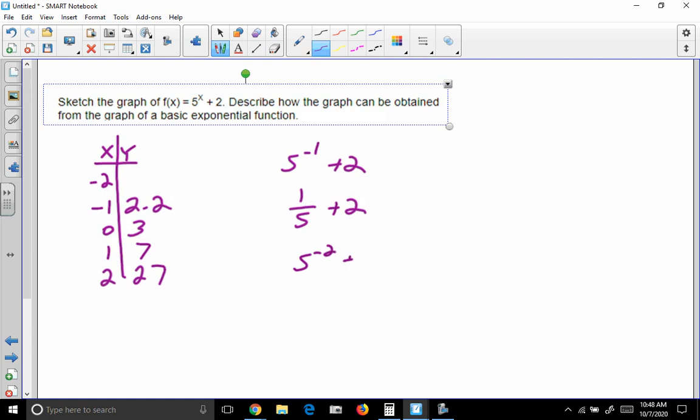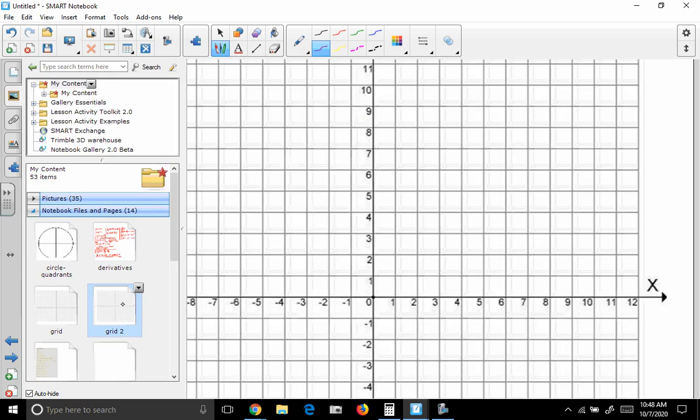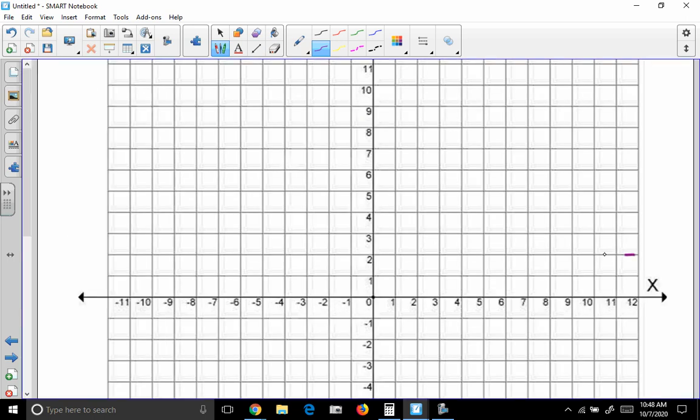5 to the negative 2 plus 2, that's 1 over 5 squared. 5 squared is 25. As a decimal, that's 0.04, so this would be 2.04. That plus 2 gives us our horizontal asymptote. So if we try to graph this, we have a horizontal asymptote at 2.